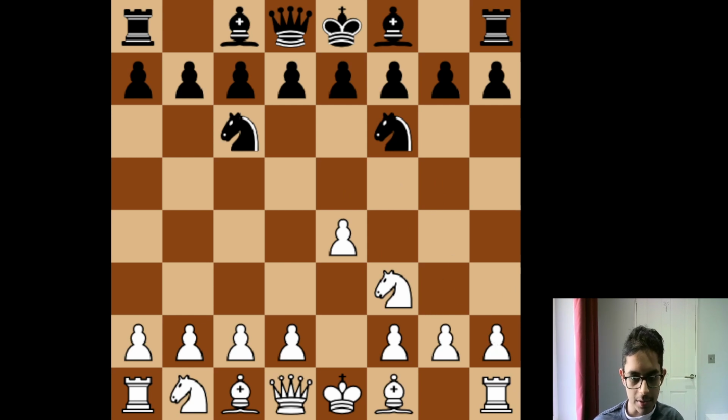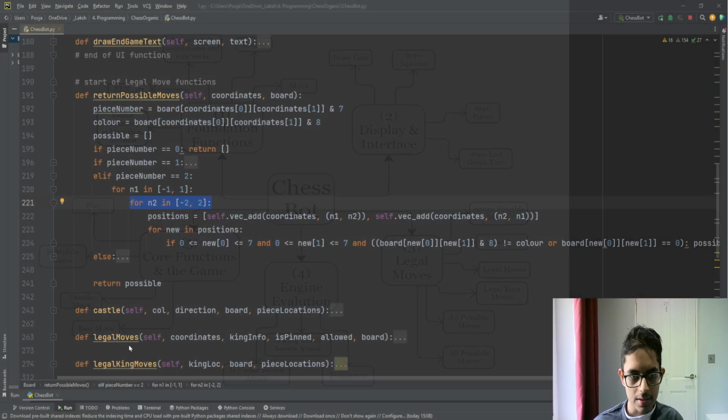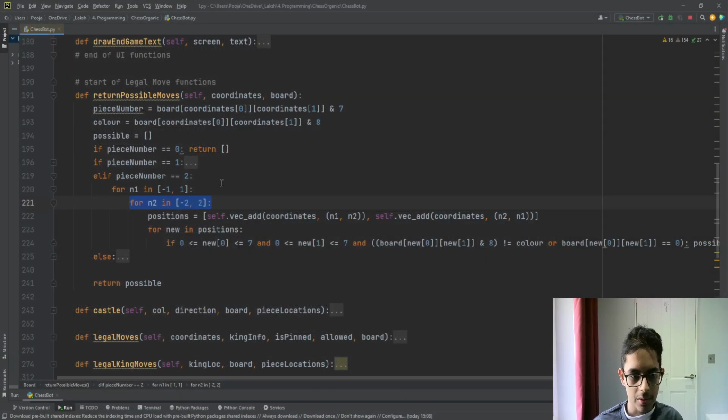So if we go back to the code, here we are. We basically go for n1 in -1 to 1, and n2 in -2 to 2. And now positions is basically the vector addition of coordinates and n1 and n2. So what this does is it goes -1 and then -2. This is how it iterates: -1, -2, then -1, 2, then 1, -2, then 1, 2. So that's basically how we go.